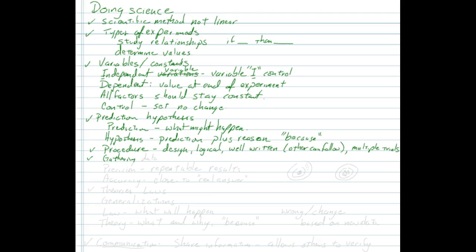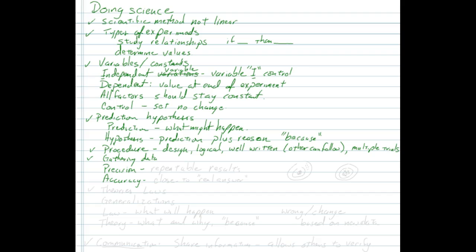Gathering data. Gather data, there are qualitative and quantitative data to analyze, and we'll get that later. The key things you're looking for is precision and accuracy. They are not the same thing in science. It might sound like precise and accurate are the same thing in real life.